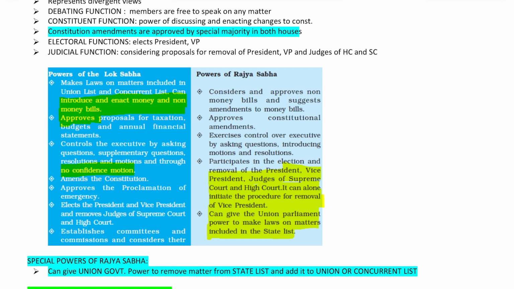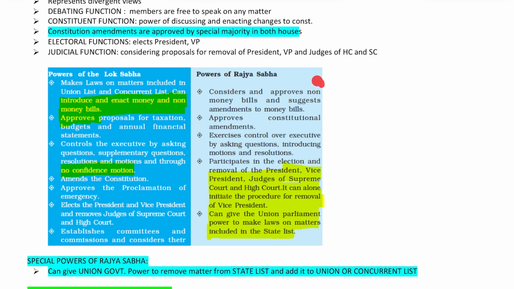So it controls the executive by asking questions, supplementary questions, resolutions, and motions through the no confidence motion. It can amend the constitution, approves the proclamation of emergency, elects the president and vice president, and removes judges of the Supreme Court, establishes committees and commissions and considers their opinion. Then the powers of the Rajya Sabha.